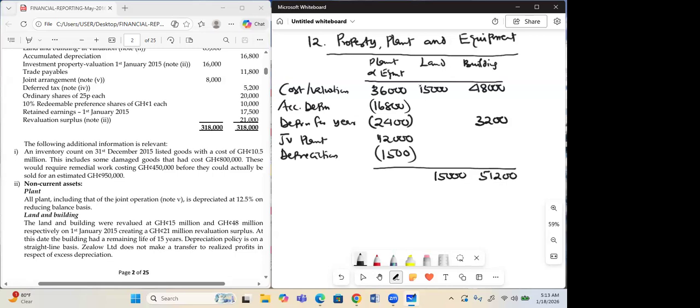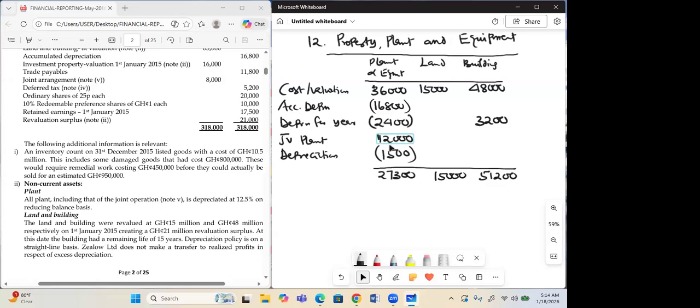Please be careful. For plant and equipment: 36,000 minus 16,800 minus 2,400 plus 12,000 and then minus 1,500 is 27,300. Please calculate it well. Okay, yeah. Do you get 27,300? Yes, sir. Did you get 27,300? 27,300.